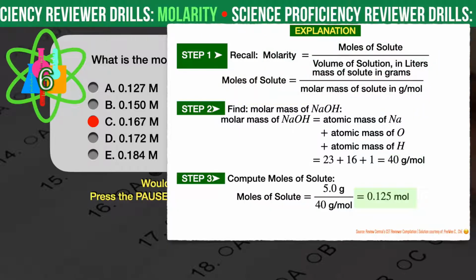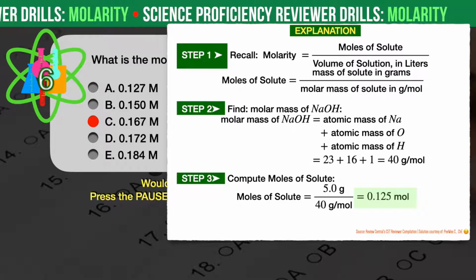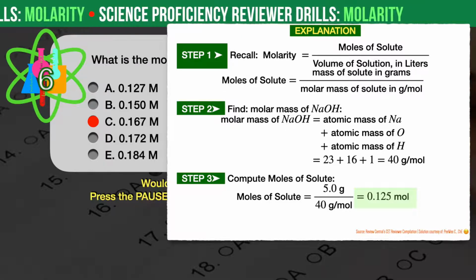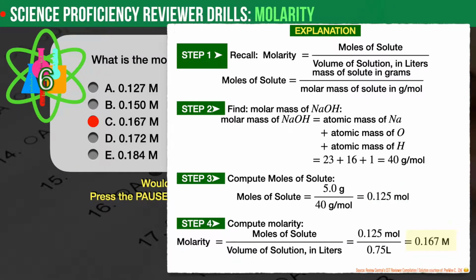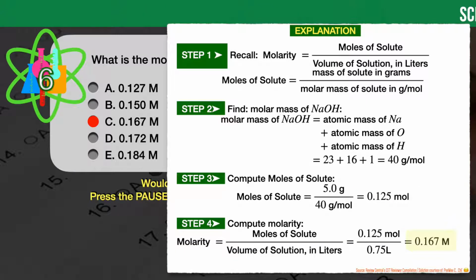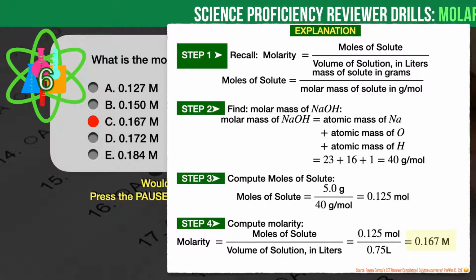Step 3, let's compute the moles of our solute, sodium hydroxide, which is 5 grams divided by 40 grams per mole. We should get 0.125 moles. And for our final step, we compute the molarity of our solution: 0.125 moles divided by 0.75 liter. The molarity of our given sodium hydroxide solution is 0.167 M.